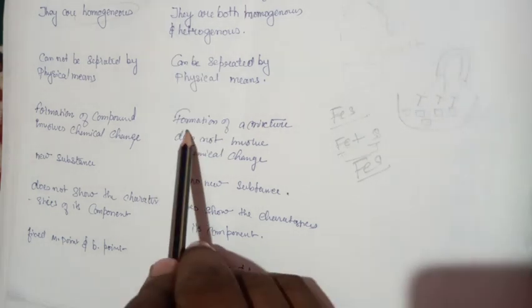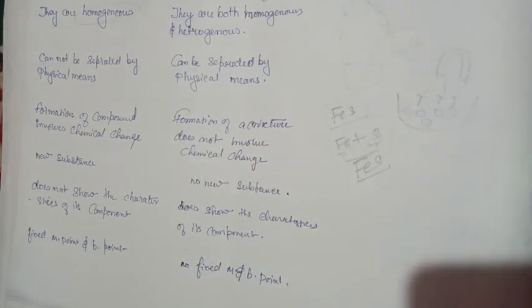Okay, then formation of a mixture does not involve any chemical change and there is no new substance formed. Suppose we take sand and we take cement. We can distinguish that the mixture does not have any chemical change and there is no new substance formed. It is basically a mixture of sand and cement.